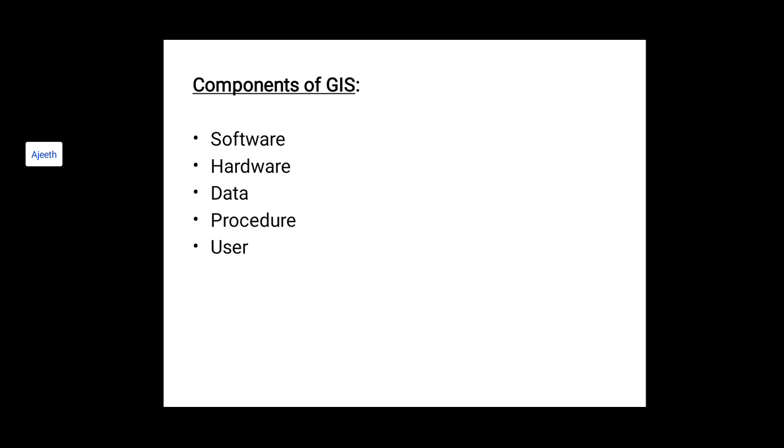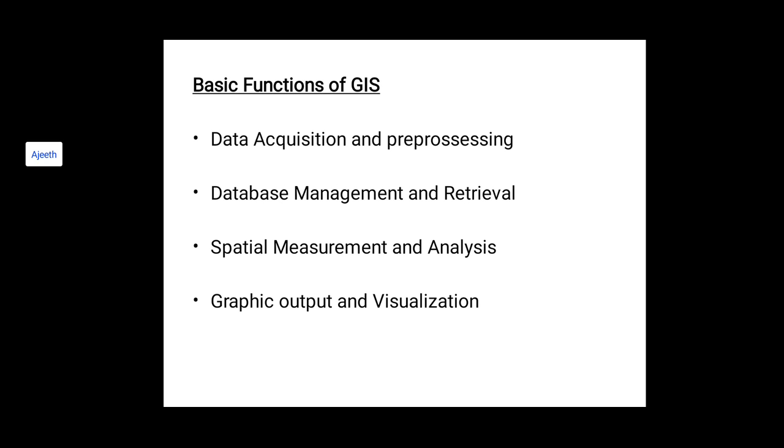So coming to the components of GIS, we have a software, we have hardware, we have data that has to be collected, a procedure and a user, that is we are the users. Basic functions of GIS is nothing but mainly data acquisition and pre-processing. We need to pre-process that, right? Database management and retrieval, spatial measurement and analysis, graphic output and visualization. All these things have to be done. So these are the basic features of GIS.